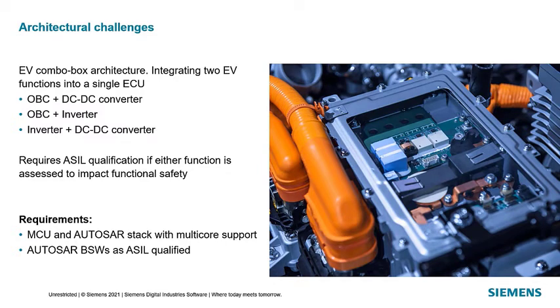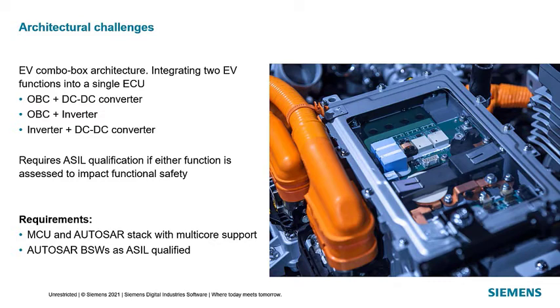Architectural challenges. As we have seen in the trends section, one of the trends is integration of functionalities. It is known as EV combo box architecture. It integrates 2 EV functions into a single ECU. Why is it required? To simplify the wiring, combining the cooling system, mechanical housing and control system.